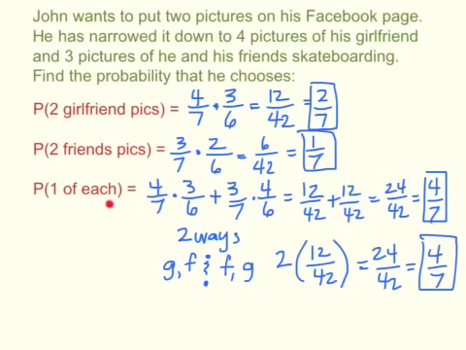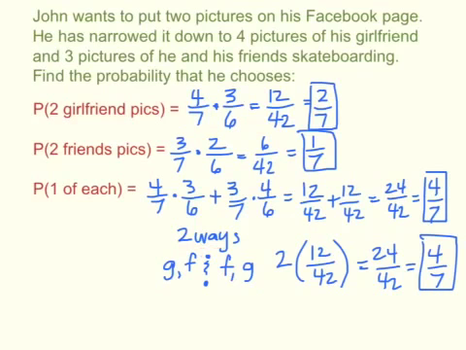In this last situation, we get a little more complicated, because theoretically he could put his girlfriend's picture on the left and his friend's picture on the right, or he could put his skateboarding friend's picture on the left and his girlfriend's picture on the right. So we got 2 possibilities: girlfriend then friend, and friend then girlfriend. So the probability of him choosing girlfriend and then friend would be 4 out of 7 times 3 out of 6.